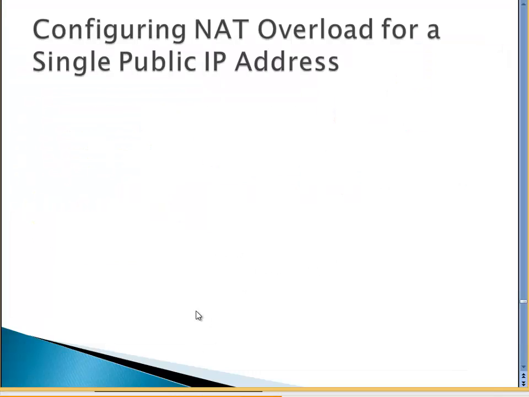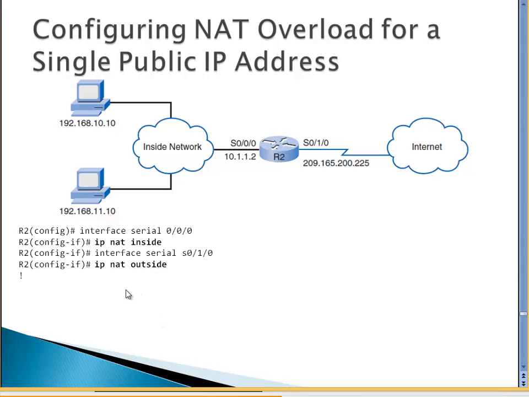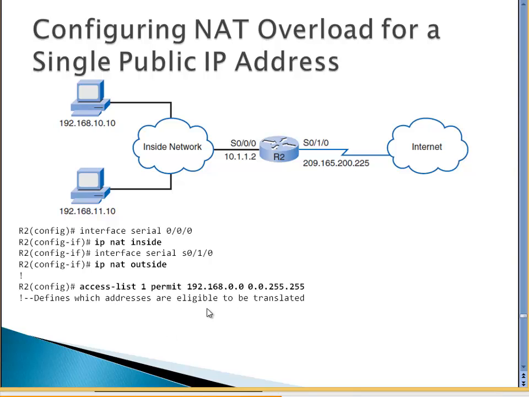Configure a NAT overload for a single public IP address. So in this case, again, don't forget you have to go to the interface serial, whatever you have, IP NAT inside, and then IP NAT outside. These two are very easy to forget because they are such simple commands, but they play a crucial role. Then access list 1 permit, so we are permitting which addresses are eligible to be translated.